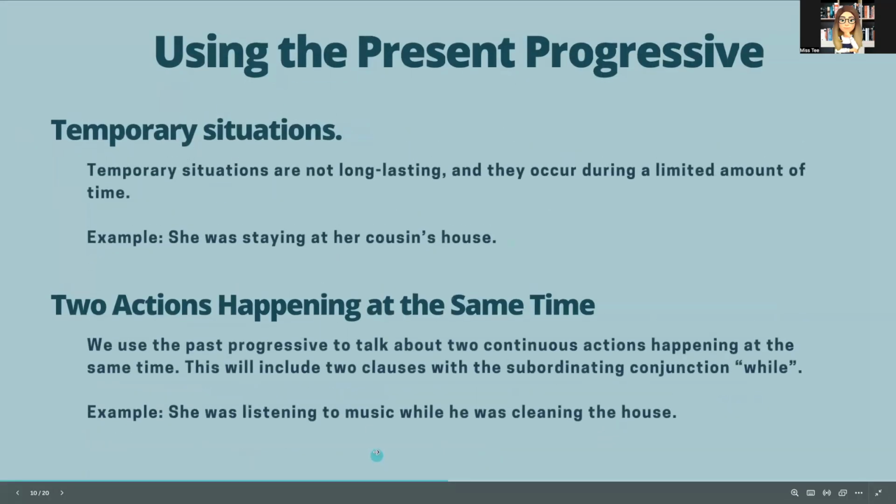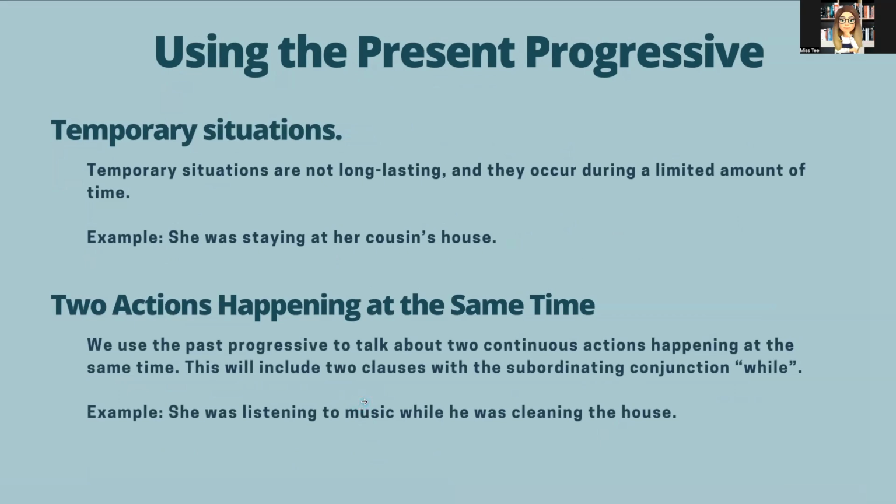Using the past progressive, so temporary situations. Temporary situations are not long lasting and they occur during a limited amount of time. For example, she was staying at her cousin's house.